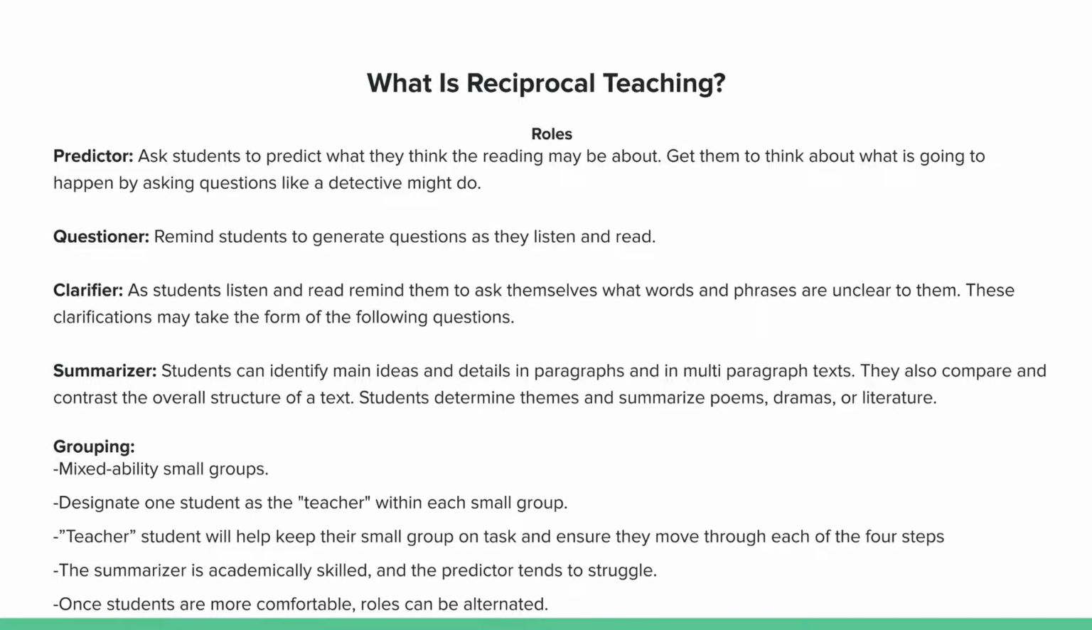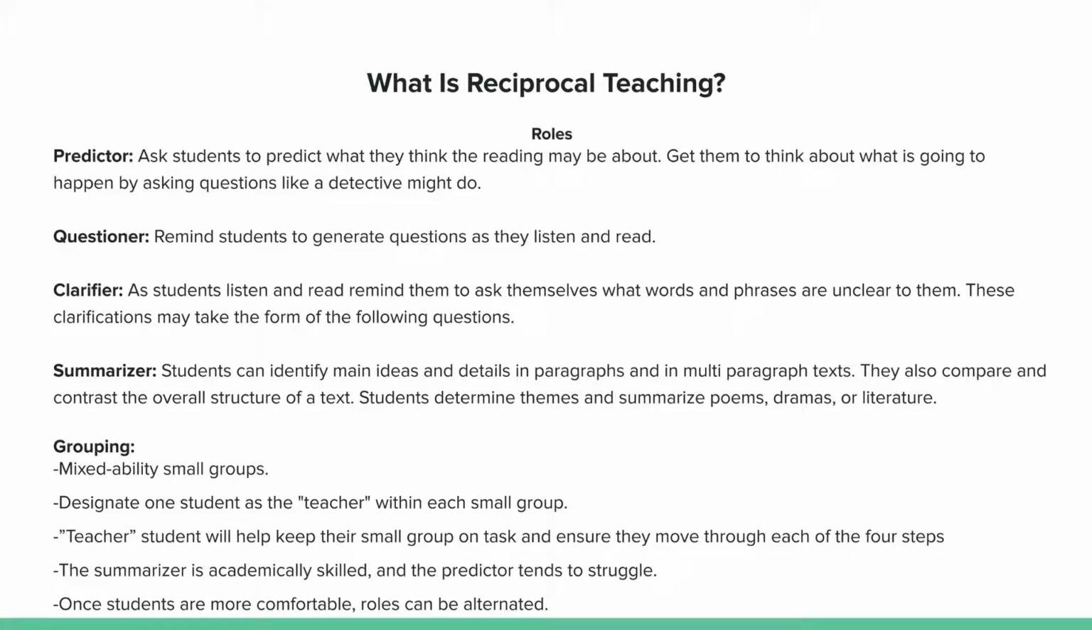So let's dig a little bit deeper into these specific roles that make up the reciprocal teaching strategy. And you're going to find that these roles connect with good practice or reading skills that we've been teaching our students, hopefully since coming to school. So we begin with a predictor, and the predictor asks students to predict what they think the reading may be about, giving them time to think about what's going to happen by asking questions like a detective might do.